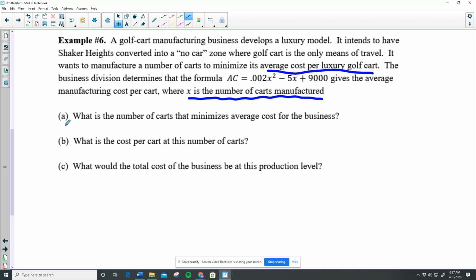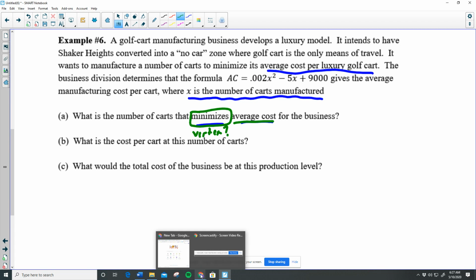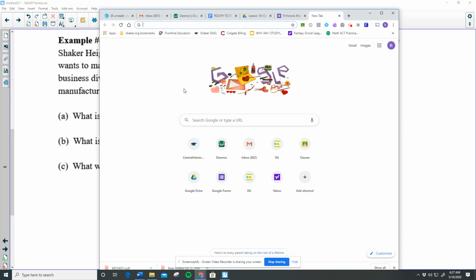All right, so the question asks, A, what is the number of carts that minimizes average cost? Alarm bells should be going off when you see minimize in these type of problems. It's asking you, where is the vertex? And it's asking, where's the vertex of the average cost function, which they give us here. So this actually is pretty simple. I'm definitely going to use a calculator when I see things like decimals there, because I know I don't want to factor or deal with the quadratic formula.